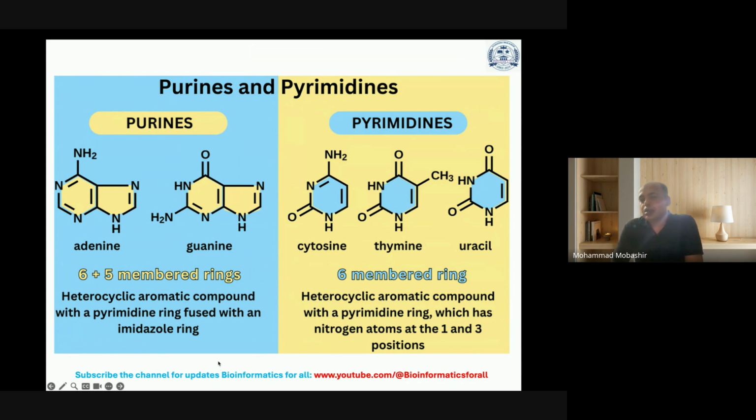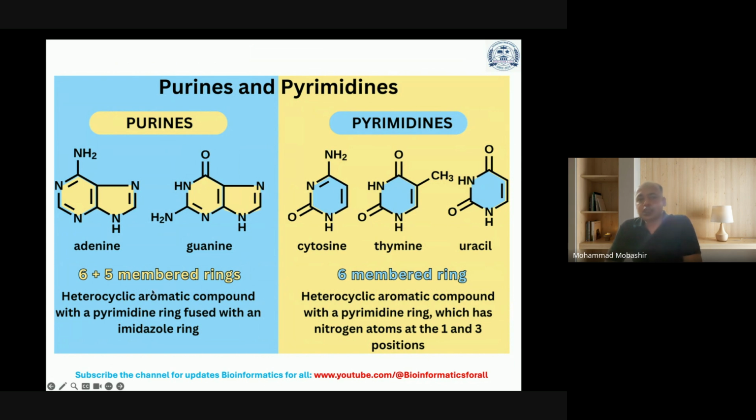If you are trying to write some kind of objective type questions, this kind of figure could help you to understand, like 6 plus 5 membered rings, purines. Here you can see. And then here, six-membered rings, pyrimidines. All the three structures, cytosine, thymine, and uracil, have six-membered rings. While in case of purines, you have 6 plus 5 membered rings.